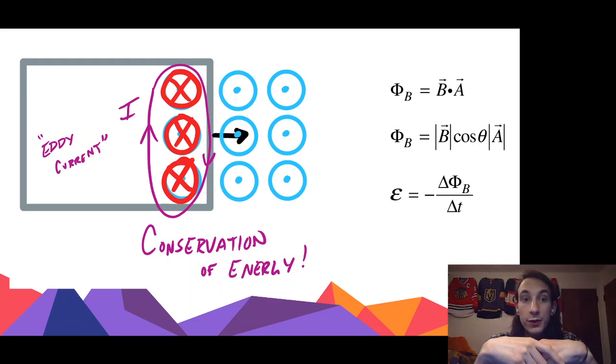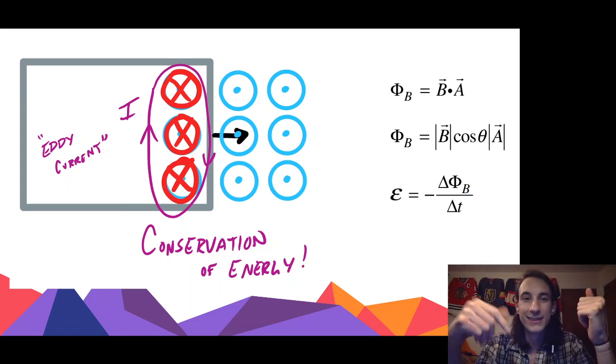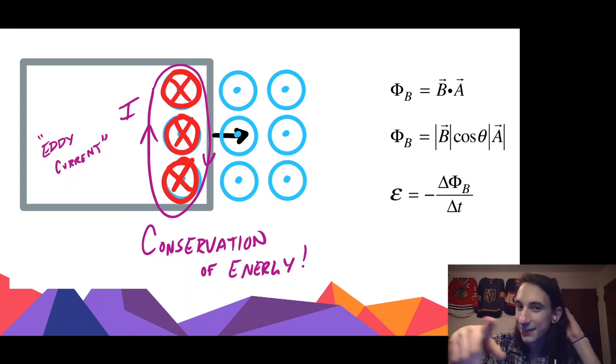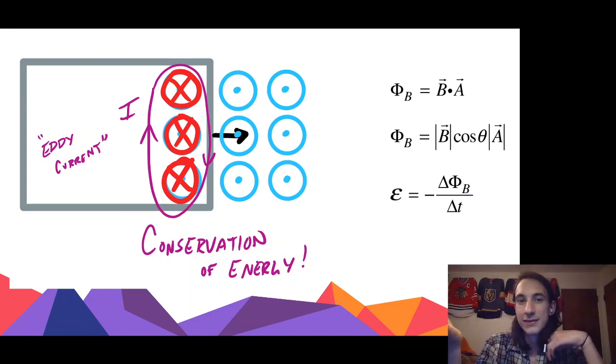If you're familiar with rivers, I think that's a river term. It's like a little swirl in a river. But who cares? It's creating this eddy current, this current that's flowing around to oppose this changing magnetic field.